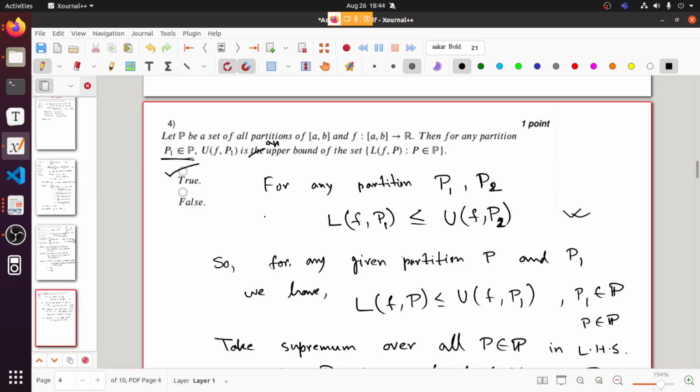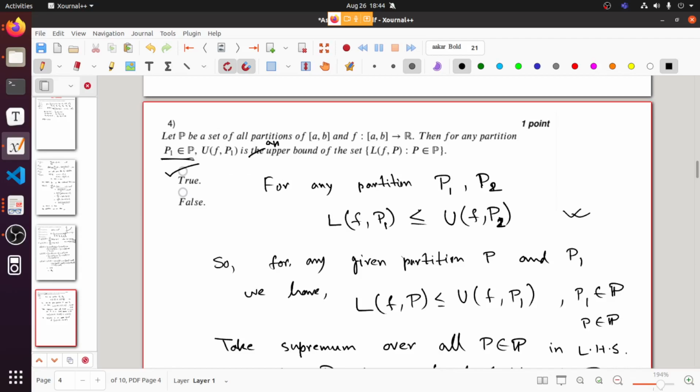What it is saying: P is a partition, script P is the set of all partitions of [a, b], and f is a function from [a, b] to R, and P1 is a particular partition. Then you have to show that U(f, P1) is an upper bound of the set L(f, P), and since an upper bound is not unique, it will be an upper bound of this set for all P. So we will show that this is true. So let's come to the answer.